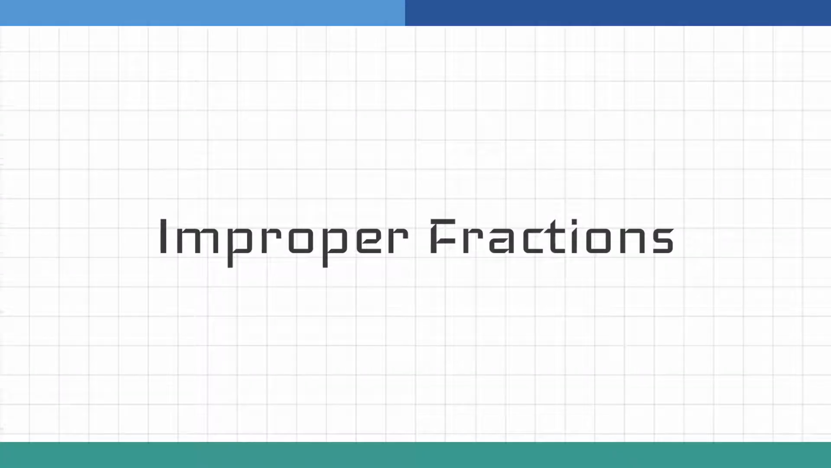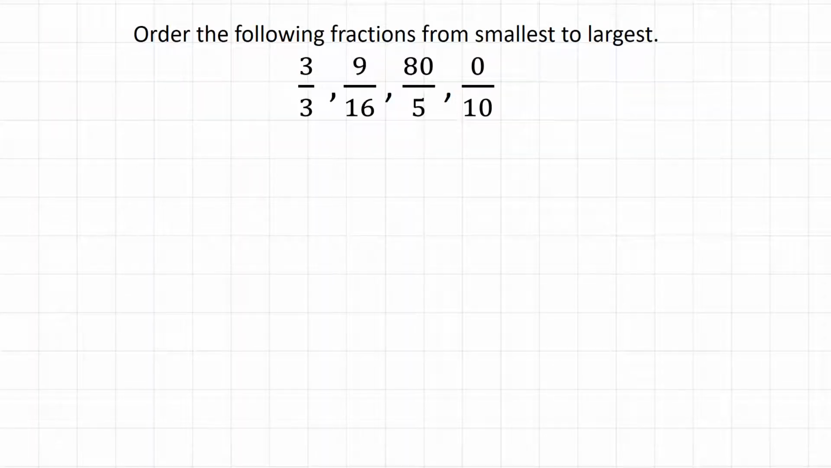Improper fractions, ordering fractions from smallest to largest. In this lesson, we've been learning about improper fractions, whole fractions, proper fractions, and zero fractions. So we are going to do an example together where we are asked to order the following fractions from smallest to largest. And we're actually going to use the knowledge that we learned from the lesson to complete this example.